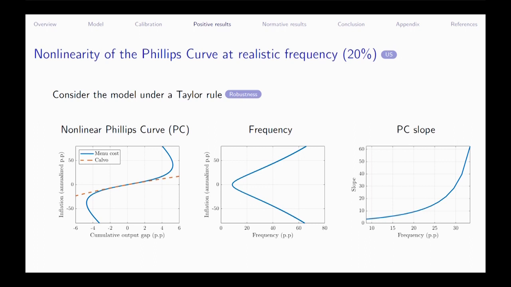Again, this is related to the movement in frequency, which you see in the middle figure, where frequency starts at around 8% at zero inflation. But as you move away from zero inflation, the frequency of repricing increases and asymptotes to one for very large inflation rates. Okay, this you can see in the middle figure. And in the right figure, you see the slope of the Phillips curve. Basically, that's the slope of the curve that I show on the left panel. And you see that it also increases substantially with an increase in the frequency of repricing.